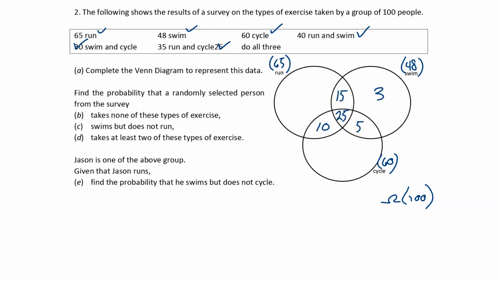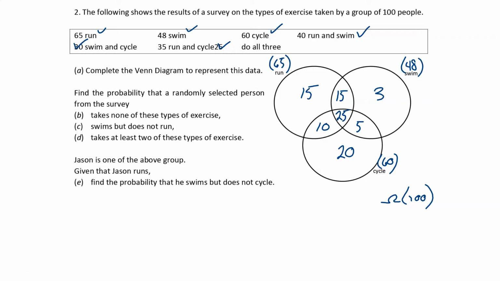Following a similar approach for cycling, we've got 10 and 25 and 5 for a total of 40. And we see that we've got a total of 60 that need to be in the cycling category. So we can do the math to say there are 20 that are just cyclists. And looking finally, running has to be 65. We've currently got 15, 25, and 10 for a total of 50. To get to 65, we need to add another 15.